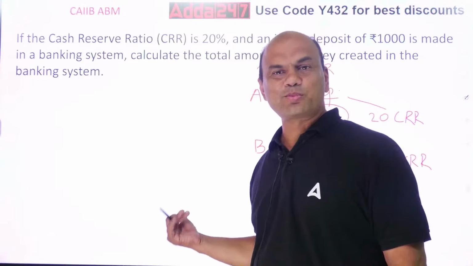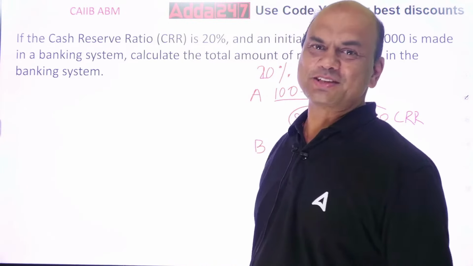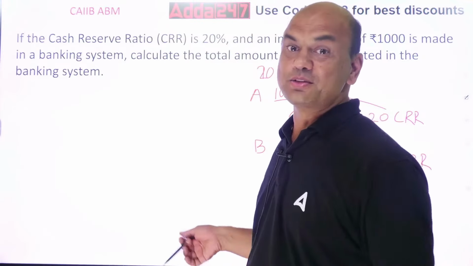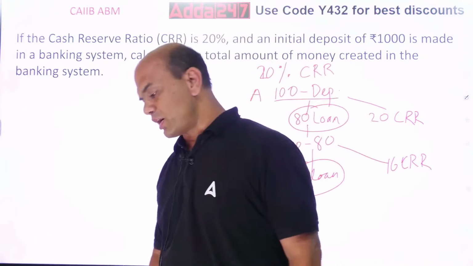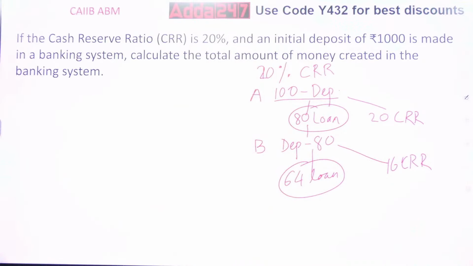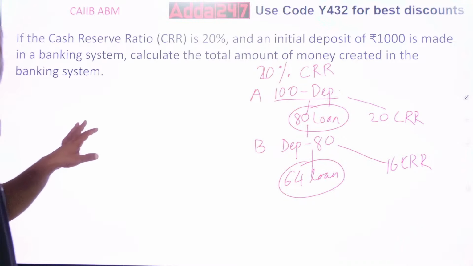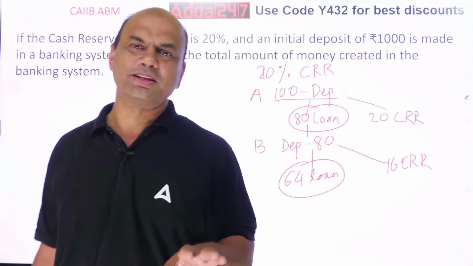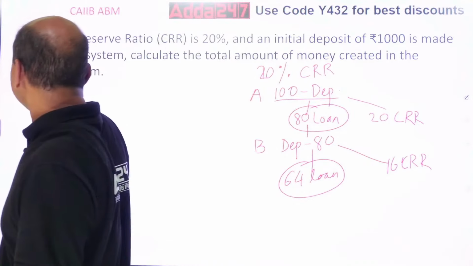This is actually an engineering problem, but you are not in engineering, so you can solve this using a simple method. How many of you know how to solve this? There is a concept called the money multiplier in terms of RBI. What is that money multiplier? This problem is very easy if you know the basic formulas.